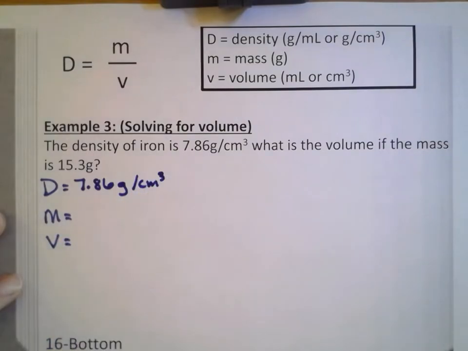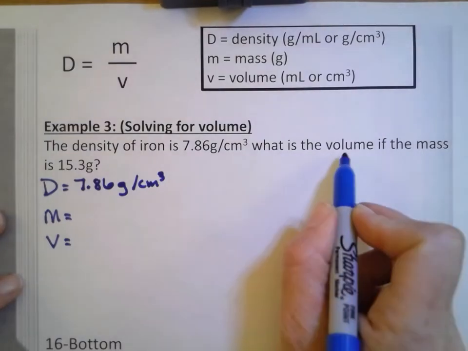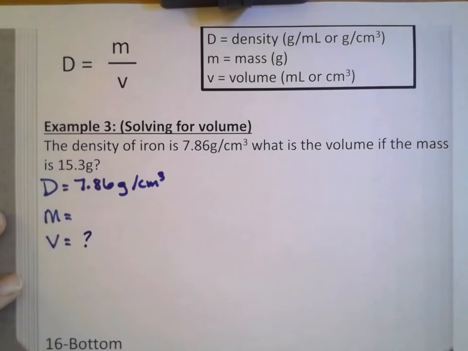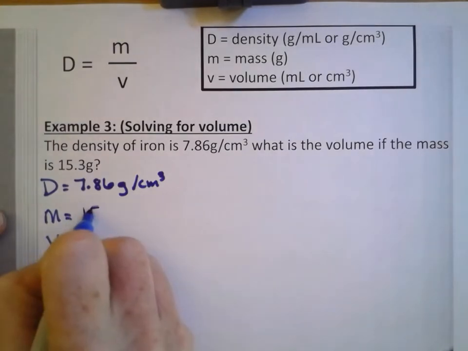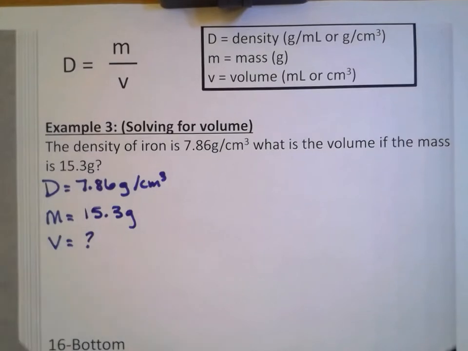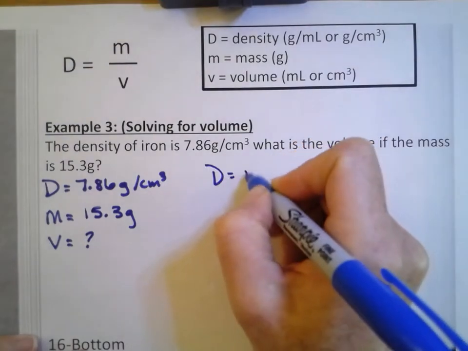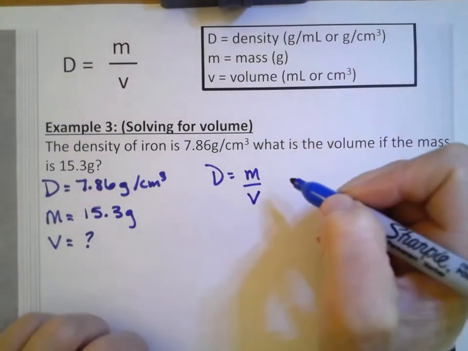Now I'm going to continue with the question. What is the volume? Here's our question. I'm going to put a question mark this time at the variable v if the mass is 15.3 grams. If I take a look at my list of variables, I know that I'm solving for v. And I have density and mass. I'm going to write the formula. Density is equal to mass divided by volume, or mass per unit volume.